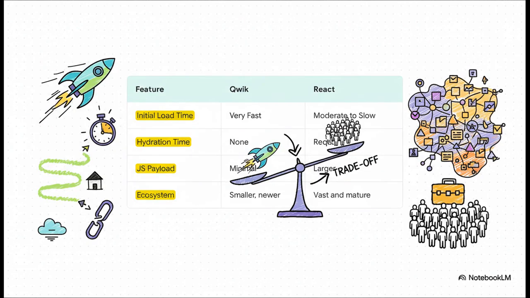So this really brings us to the core trade-off, doesn't it? With Qwik, you get incredible initial load speed, almost no JavaScript to start, and zero hydration time. It's built for speed. But with React, you're tapping into an absolutely massive, battle-tested ecosystem. You have libraries for everything, tons of tools, and a huge community.